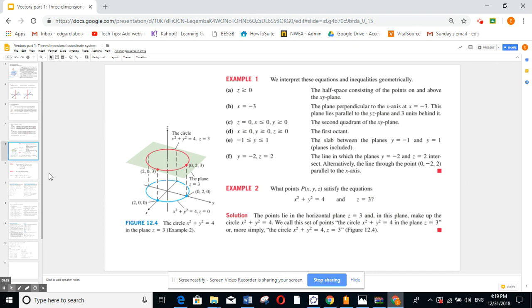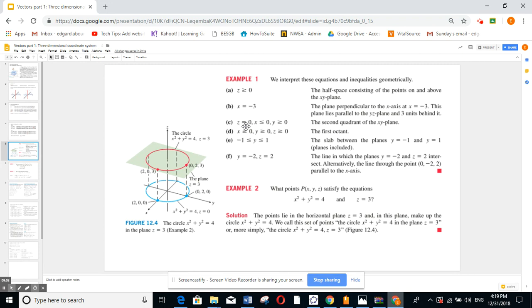Here, some applications. Interpret this equation. z bigger or equal to 0 means the upper octants, everything up: the space consisting of the points on and above the xy plane. x equal -3 we know is a plane perpendicular to the x-axis at the point x equal -3, parallel to the y and z axes.